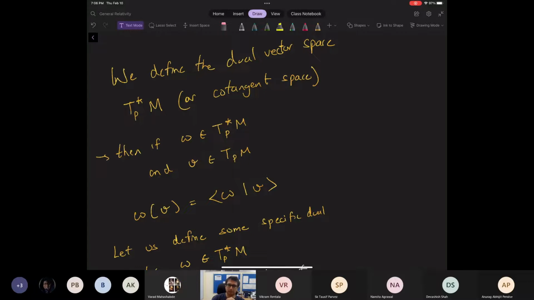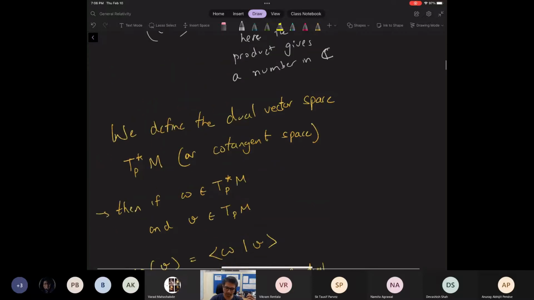Okay, so today we're going to continue this discussion of dual vector spaces. Till now we've defined the idea of a vector space on a manifold. A manifold naturally comes equipped with a vector space at every point P, which we denote as TPM. That space is defined by differential operators, essentially directional derivatives at the point P.